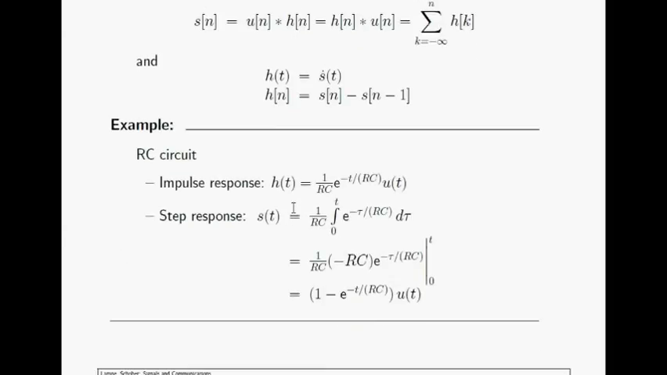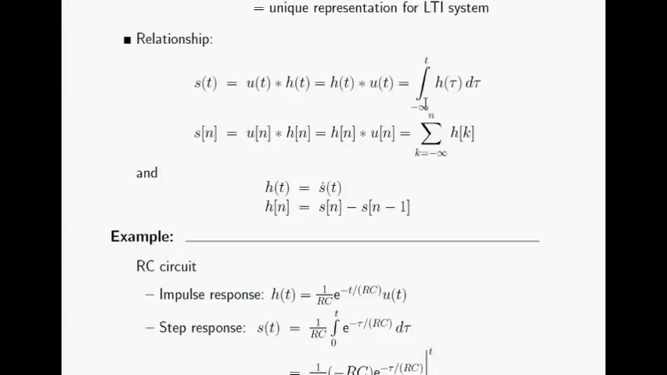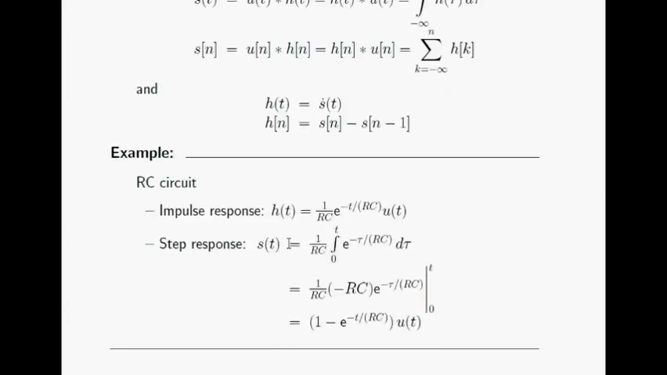Now let's see an example. We are given impulse response h of t is 1 upon rc e to the power minus t upon rc u of t. So if we want to calculate s of t, how can you calculate that? It is minus infinity to t h of tau d tau. Okay, you can relate it with the running integral property which we studied in unit 1, and the summation property which we studied in unit 1 of continuous and discrete time respectively.